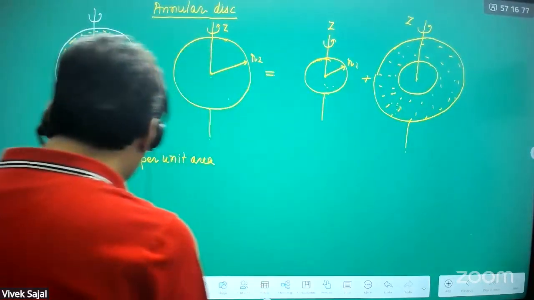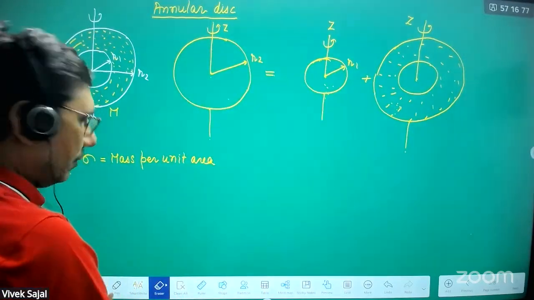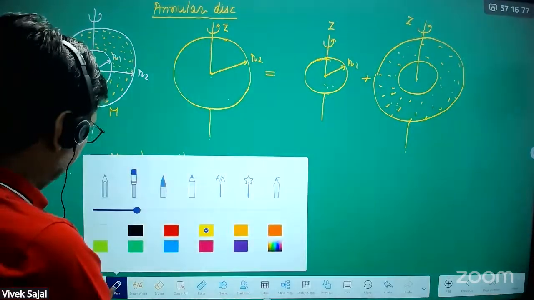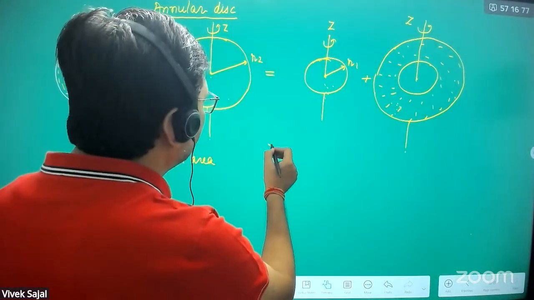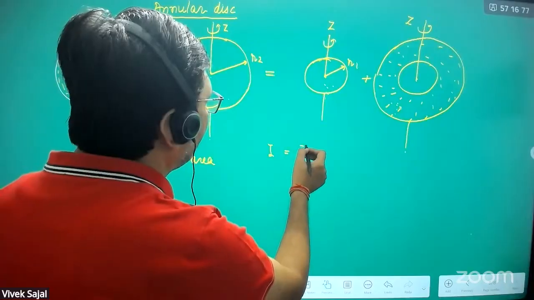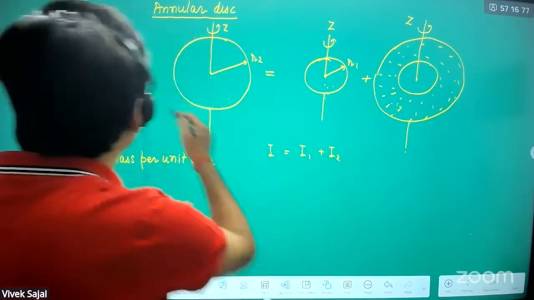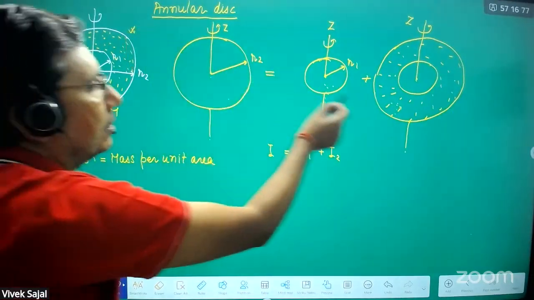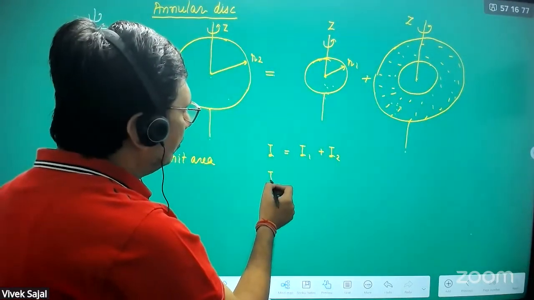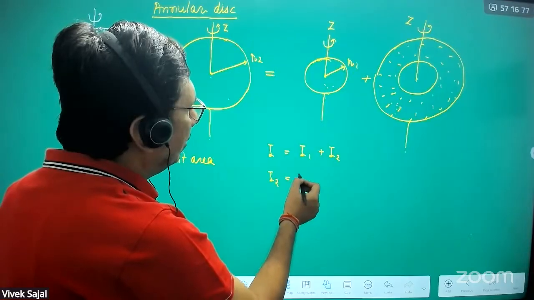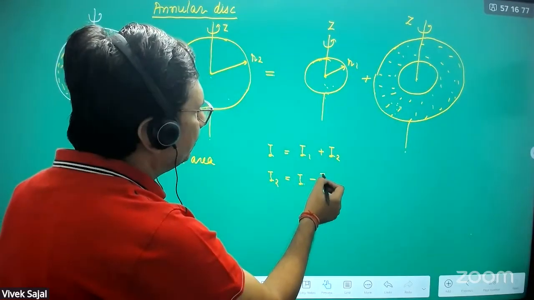So what I'm writing here, I equal to I1 plus I2. What is your objective? You want to find out I2. So I2 will be equal to I minus I1.